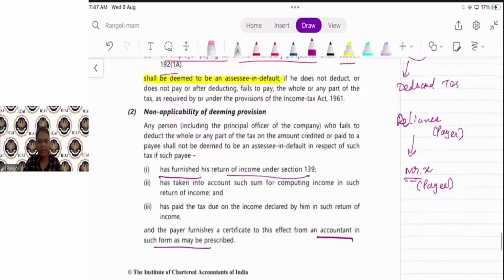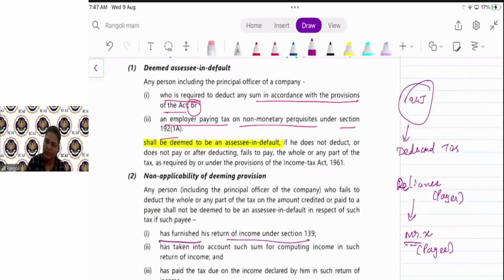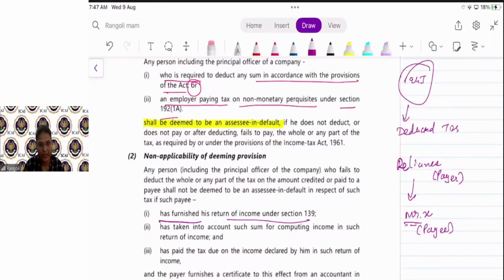Section 6.5 says that if a payer, for example Reliance, is paying professional fees to Mr. J, then Reliance needs to deduct TDS under section 194J. But if Reliance fails to deduct TDS under section 194J, then Reliance is considered an assessee in default. Now, if Mr. X, the payee, has already filed his return of income within the due date, offered the income received from Reliance in his return, and already paid tax on that income, then only Reliance will not be considered an assessee in default. Clear, Krishna?